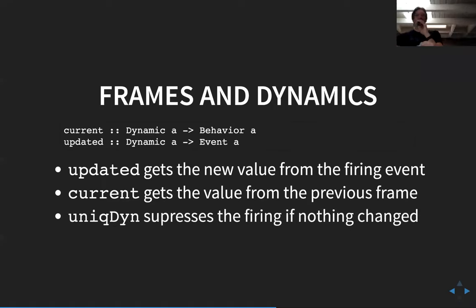And there's a function uniqueDyn which compares them, and if uniqueDyn imposes an Eq constraint, you don't want to have that on dynamic because then you can't have dynamics on functions and things that can't be compared for equality. But uniqueDyn compares them, and if they didn't change, suppresses the firing. And that's a very important performance optimization technique.